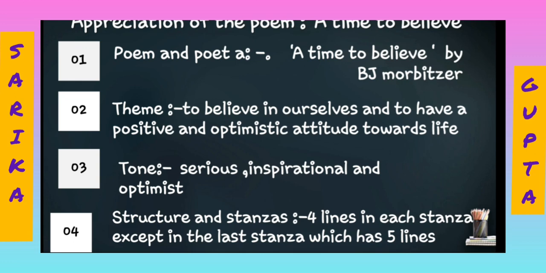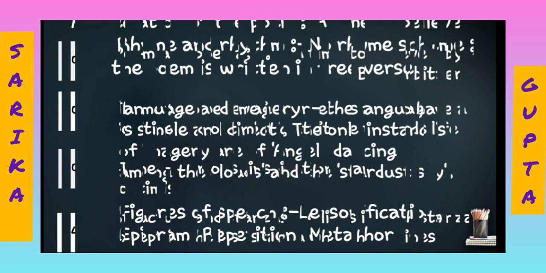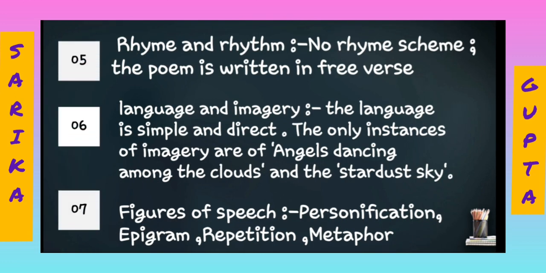Structure and stanzas: 4 lines in each stanza, except in the last stanza, which has 5 lines. Rhyme and rhythm: there are no rhyme schemes in this. The poem is written in 3 verses. Language and imagery: the language is simple and direct. The only instances of imagery are of angels dancing among the clouds and the stardust sky.